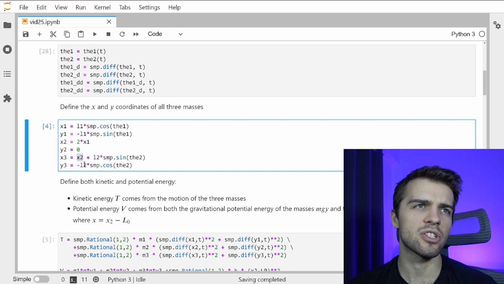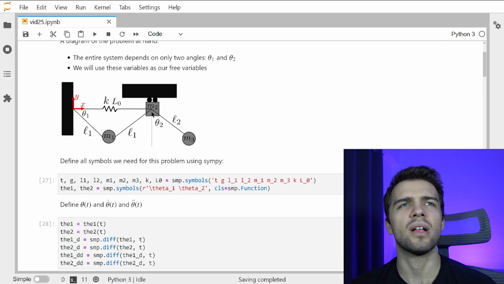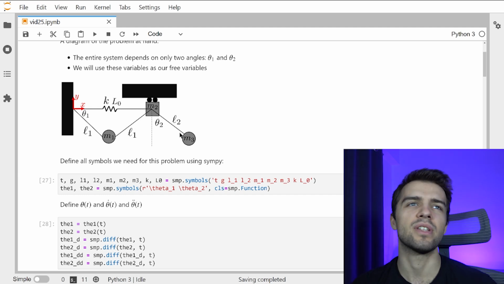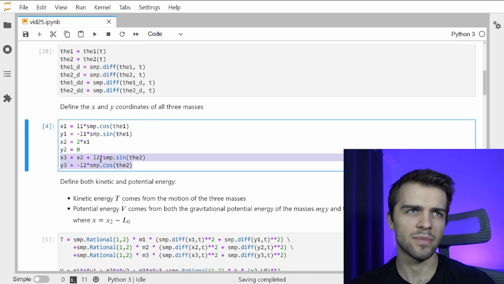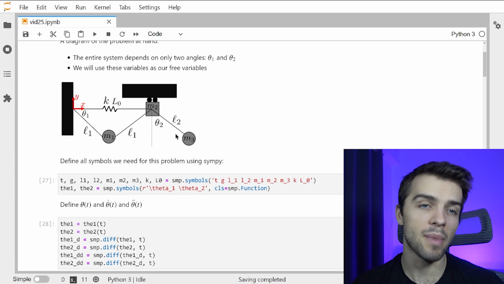For x3, well, that's just equal to x2, the position of this mass here, that's x2, plus L2 sine theta 2 for the x position, if I look at this triangle, and L2 cos theta 2 minus L2 cos theta 2 for the y position of this mass. That's exactly what I have here. So I'm just starting at this position here and slowly building my way up with triangles to get the x and y position of all three masses.